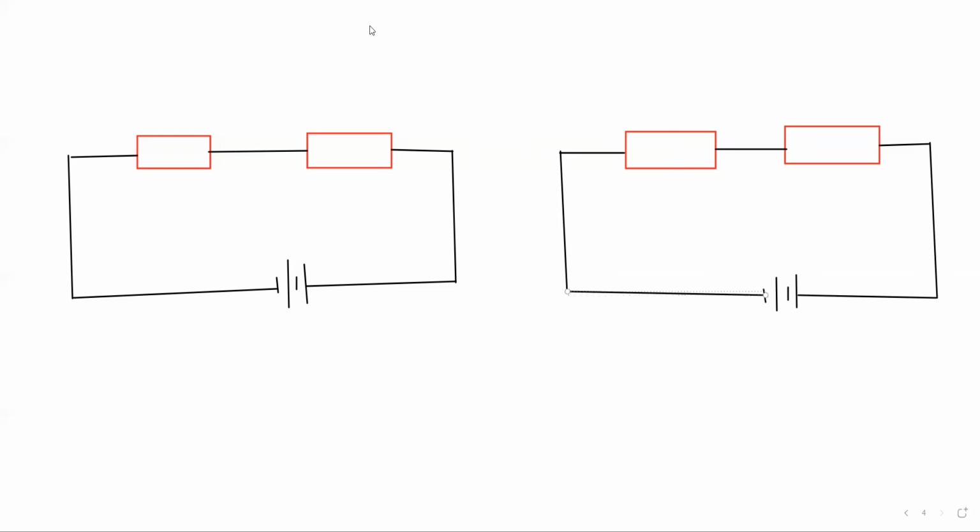For example, we have a circuit in which there's a thermistor and a fixed resistor connected in series. When two or more resistors are connected in series, this type of circuit is known as a voltage divider circuit because it divides the voltage between the components. For example, the total voltage is V.